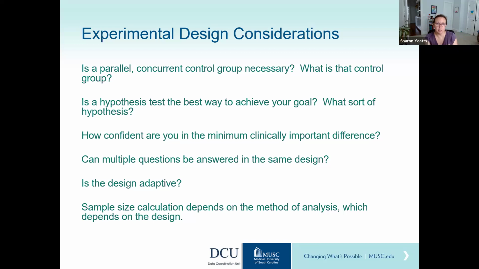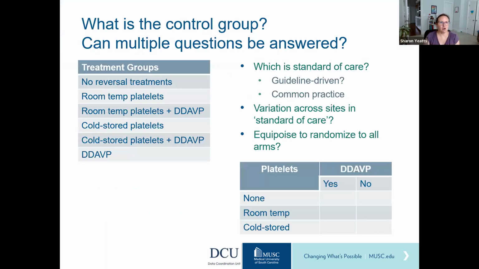How confident are you in the minimum clinically important difference? Maybe you can build in some wiggle room. I don't really like that term, but wiggle room that allows you to make up for any uncertainty in that area. Can you answer multiple questions in the same design? Are you interested in an adaptive design? And the reason that all of this is important is because we have to know the design in order to understand the method of analysis. And the method of analysis is required to come up with a sample size calculation. So it really is sort of an all-encompassing conversation.